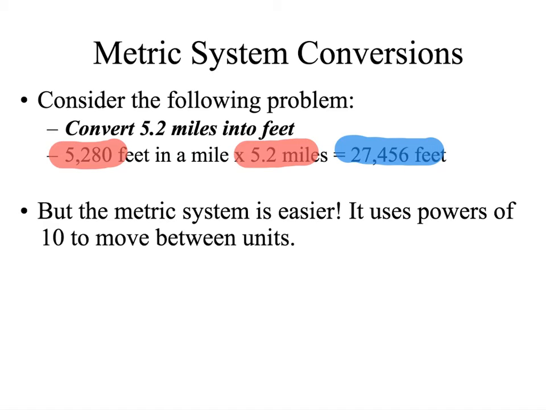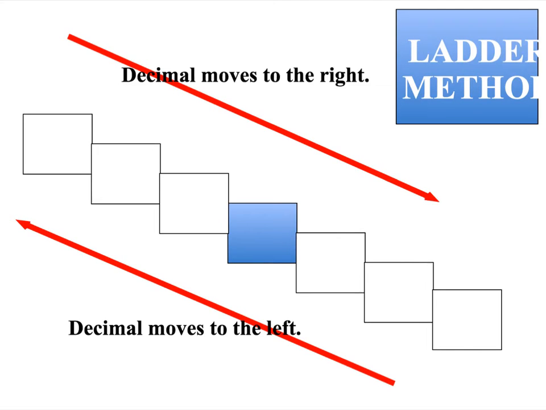So we use what's called the metric system, and the metric system uses powers of 10 to move between our units. Now here's what that looks like. We use what's called the ladder method. In the center, we have something called a base unit, and you're just moving a decimal point. You're moving it to the right when you're going down the ladder. You're moving it to the left when you go up the ladder.